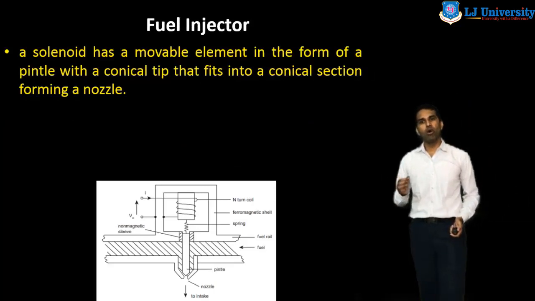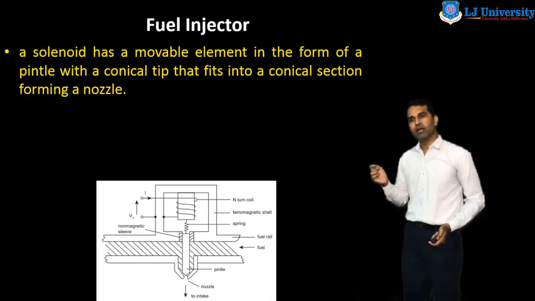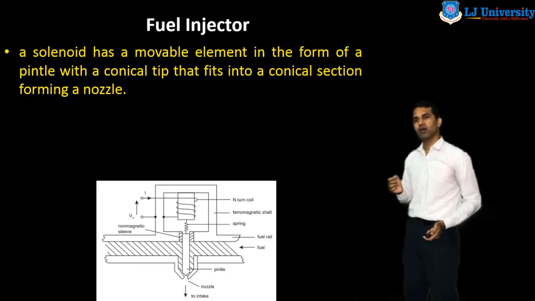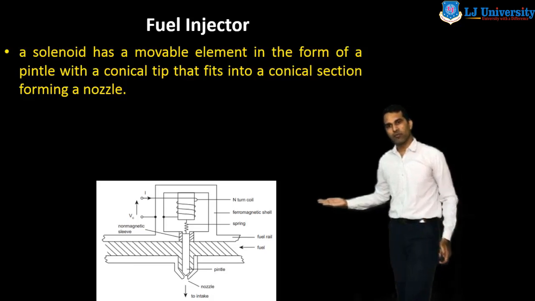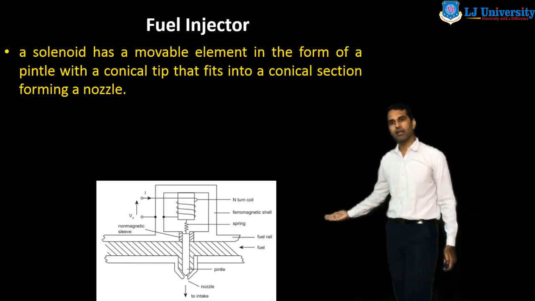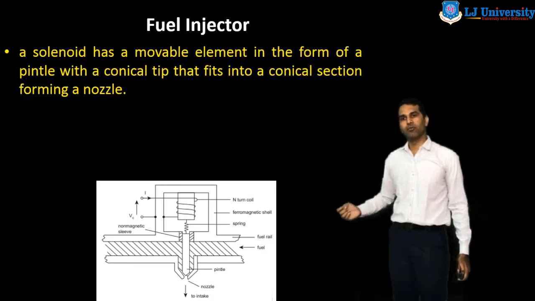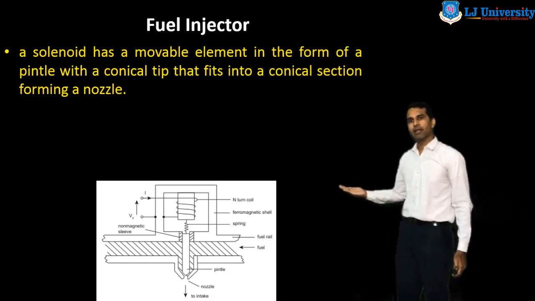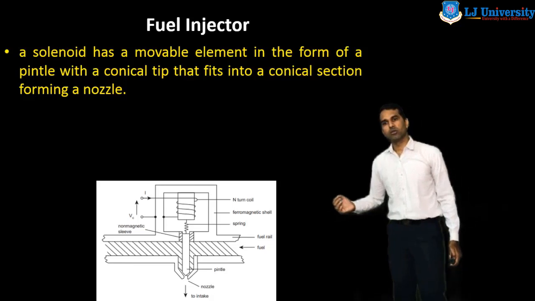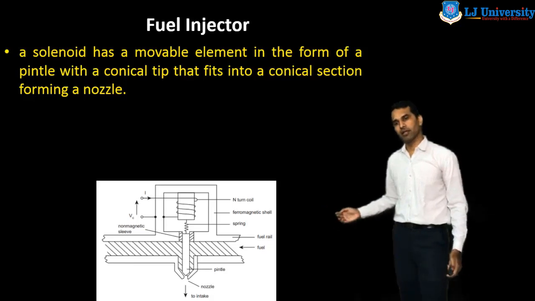A solenoid has a movable element in the form of a pintle with a conical tip that fits into a conical section forming a nozzle. Here we can see the diagram of the fuel injector, and this is the solenoid attached to the pintle, and how it works we discuss here. At the last portion we can see the nozzle. This is used to close the valve, that means no fuel enters the engine.